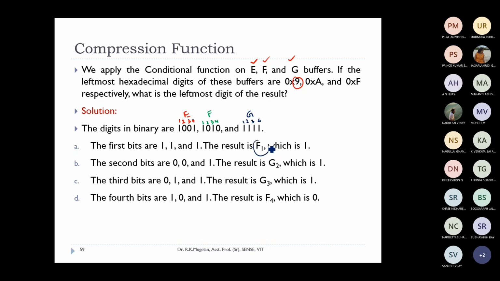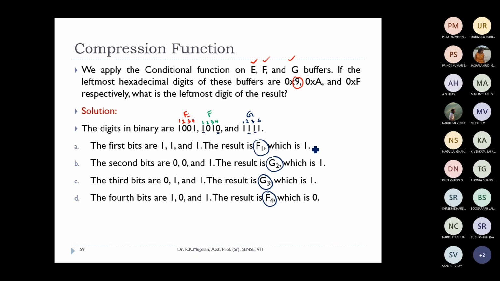So if I say F1, I mean in F the first bit. G2 means in G the second bit. G3 means G's third bit. F4 means in F the fourth bit. I hope the logic of this F1, G2, G3, F4 is clear. Right. What I am representing.